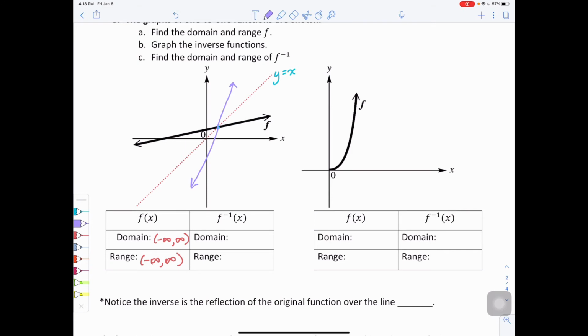Okay, so this is f inverse. f inverse is a reflection across the line y equal to x, or about, or with respect to it.